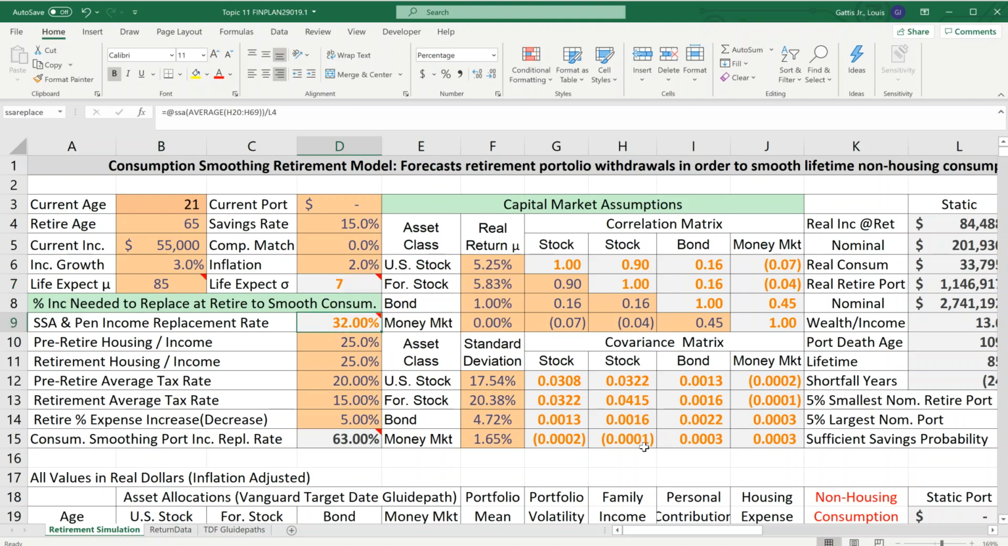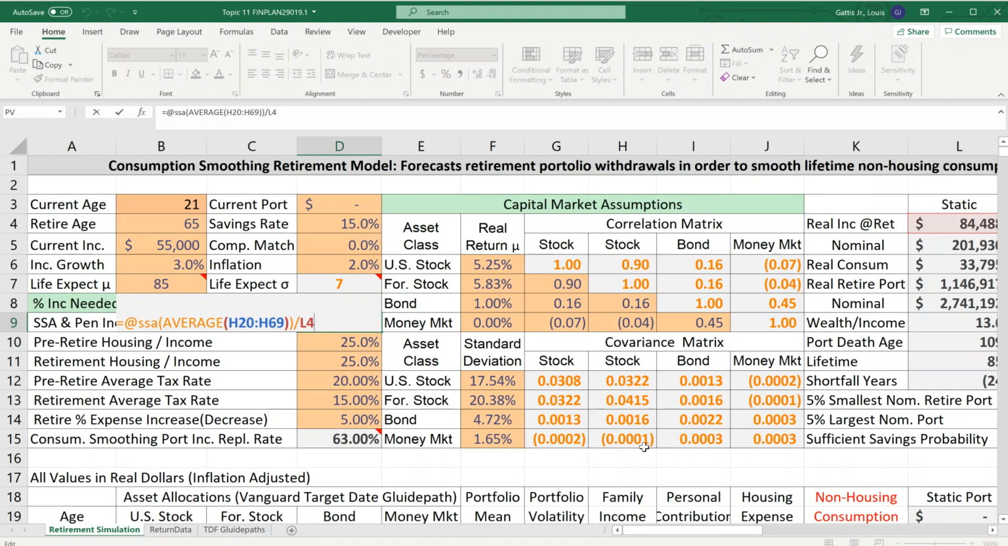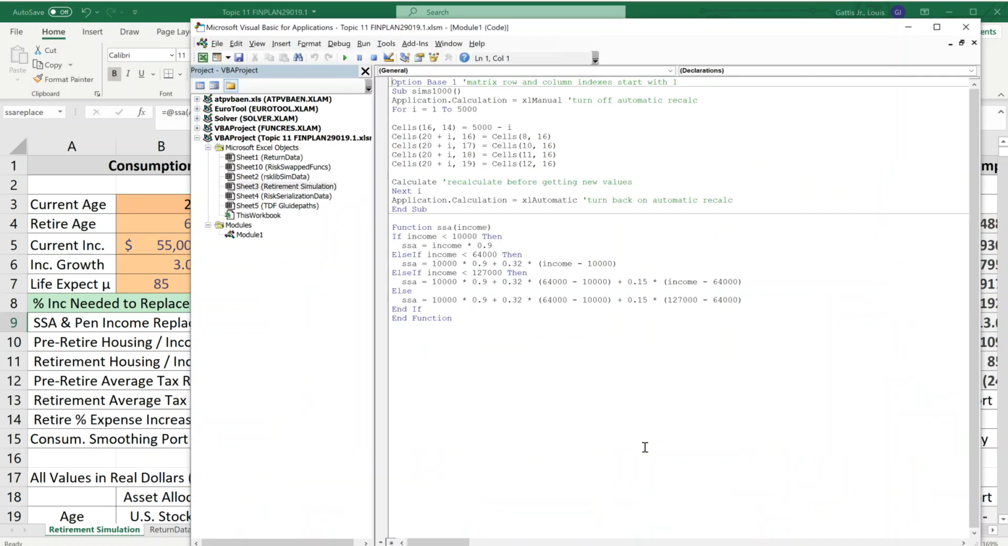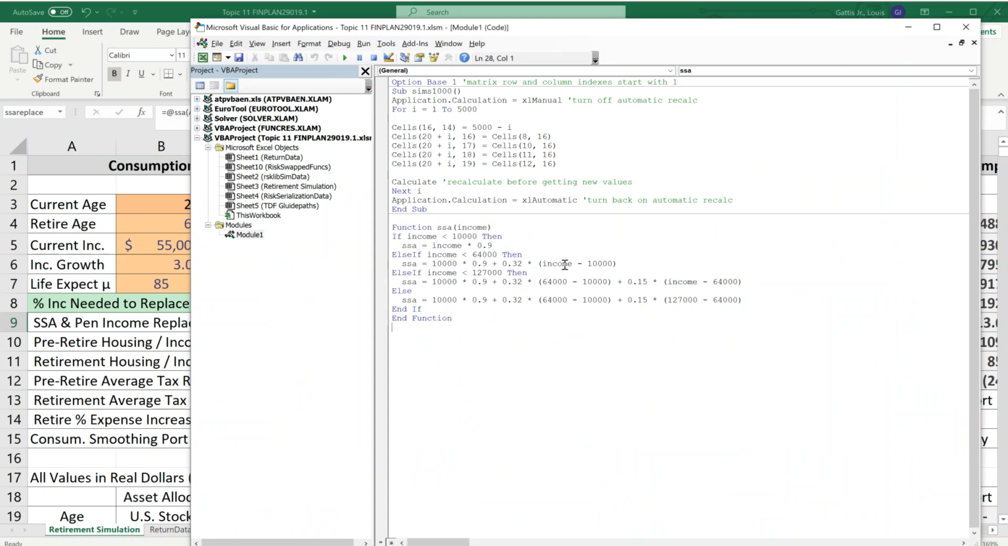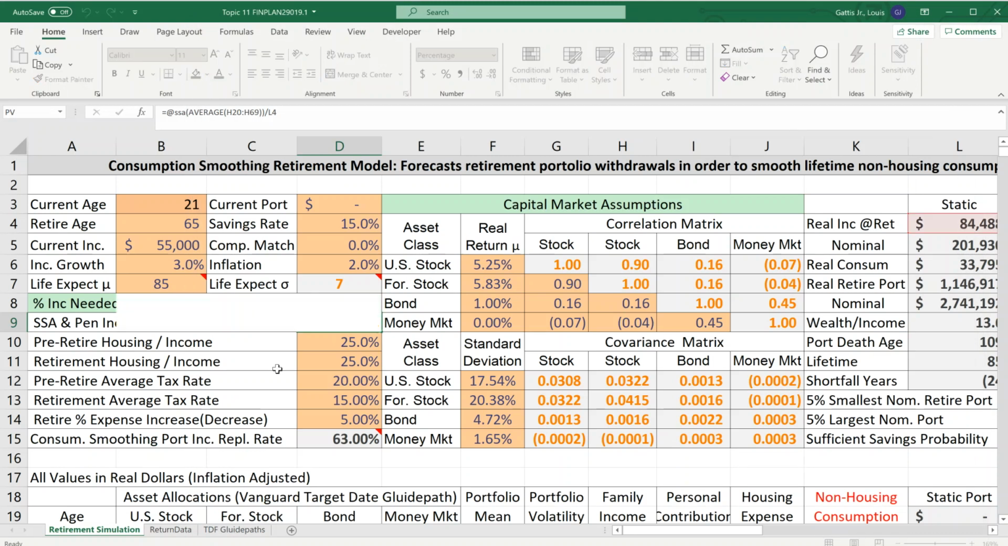And here's some assumptions. I have the Social Security annuity and pension income replacement rate. So let's assume there's no pension, so all this is really Social Security, but you could throw a pension in there also. Let's assume that the Social Security is going to replace 32% of your income, and I've done that based on an algorithm I've written to roughly calculate Social Security. If you want to see that, you can hit Alt F11 and see the function I created, SSA, and you can check out what I did there. But it's just a rough estimation of how much Social Security is going to be. So that's calculated for you.